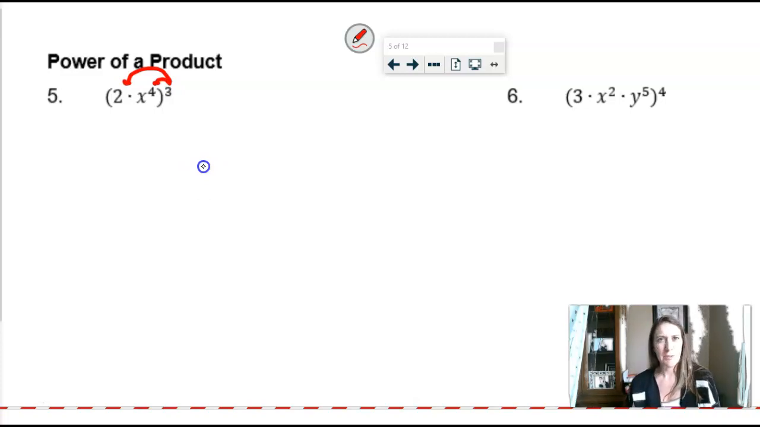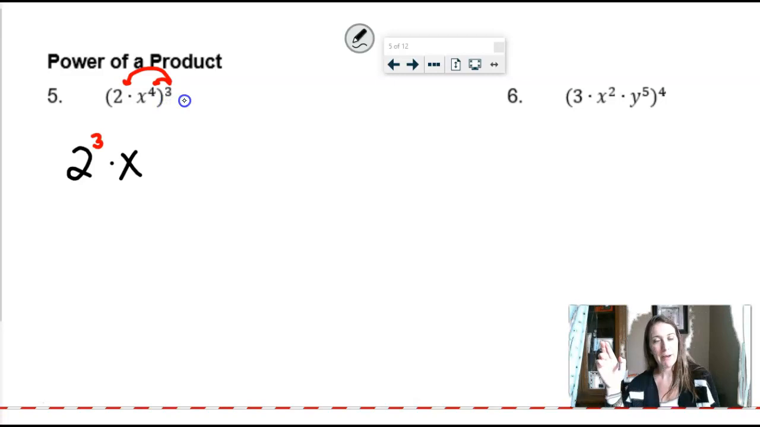2 to the 1st is the same thing as 2, right? So if I multiply the 1 and the 3 together, I'm going to write that as 2 to the 3rd power. We'll come back to that in a minute. But for the x, we're supposed to multiply these exponents together because when you take a power to a power, that last property, you multiply them, right? So that becomes x to the 12th.